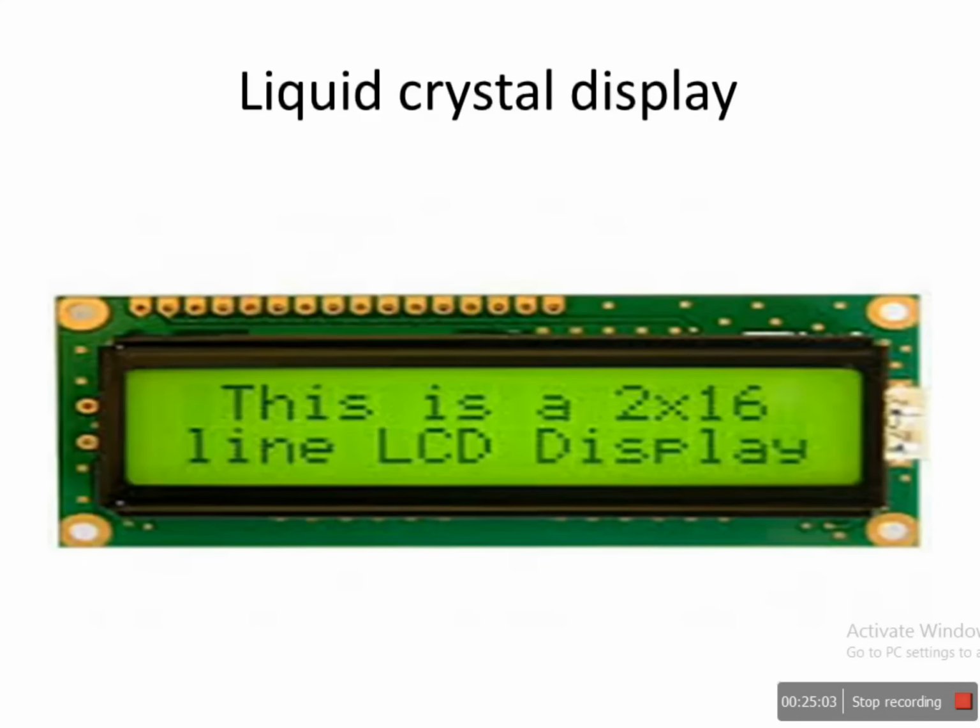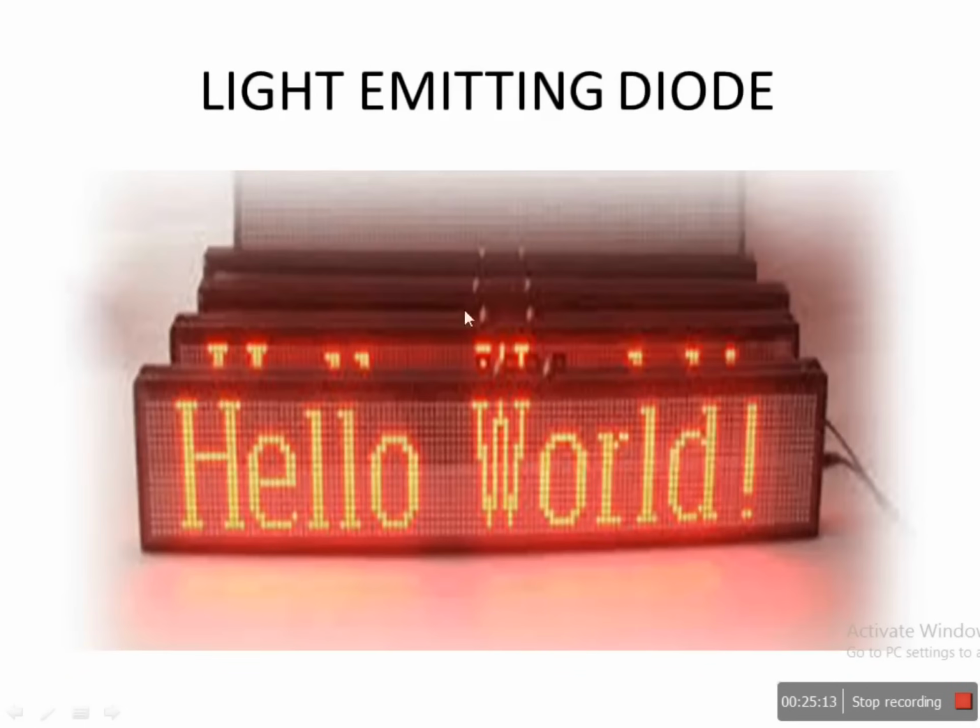So this is how an LCD looks, guys. It doesn't have its own light source. You have to provide an external light source for it. And this is how an LED looks. You can see this is made of light emitting diodes. There are thousands of light emitting diodes over here, and they are illuminating, that is, they are converting the electrical energy that is provided to them into light energy.